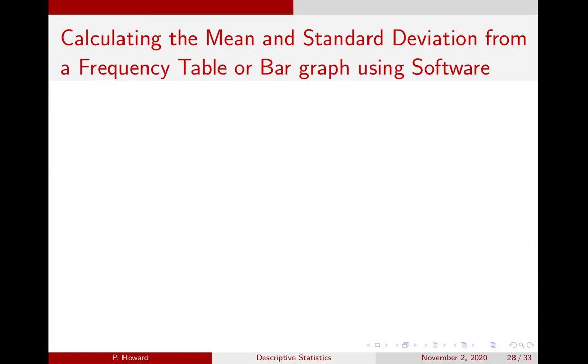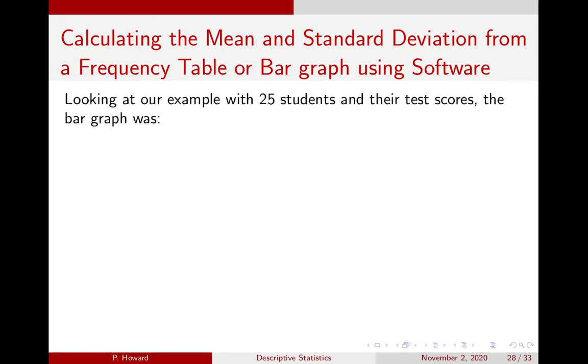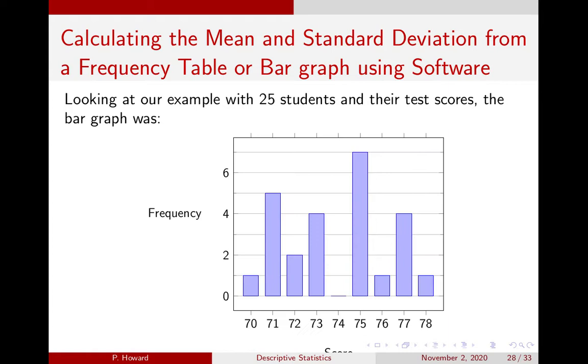And now let's look at calculating the mean and standard deviation from a frequency table or bar graph. So we looked at calculating the mean of data from a frequency table or a bar graph, and now we're going to add the standard deviation into the calculation. So we're going back to the example where we had 25 students and test scores, and here was the bar graph.